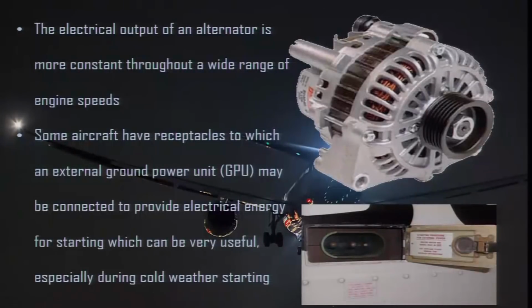Some aircraft have receptacles to which an external ground power unit may be connected to provide electrical energy for starting, which can be very useful especially during cold weather starting. In the figure, the top figure shows an alternator. In the bottom figure you can see a receptacle for the external power. With this external power you can start the engine and save power in your battery.